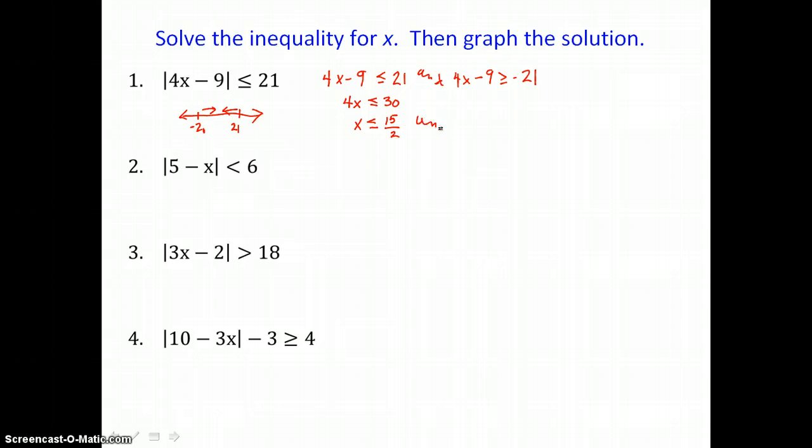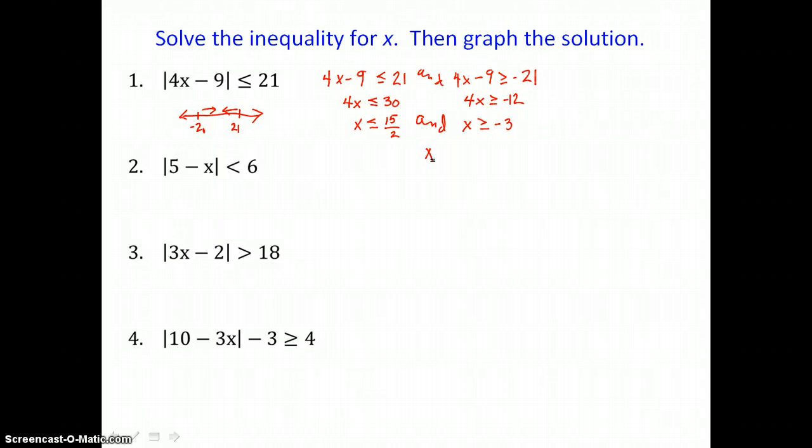And the other side of this compound inequality, add 9 to both sides, getting 4x alone again. 4x is greater than or equal to negative 12, and dividing both sides by positive 4, x is greater than or equal to negative 3. So this is our solution.